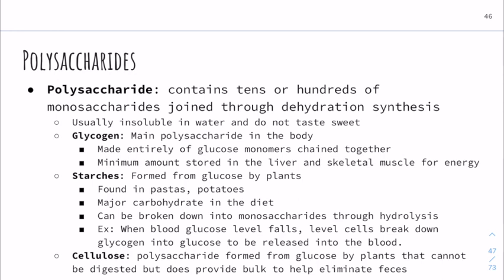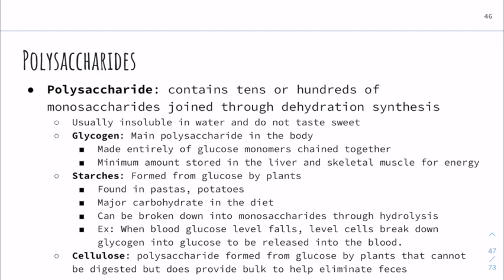So glycogen is the main polysaccharide in the body. It's made entirely of glucose monomers that are chained together. There's a minimum amount stored in the liver and skeletal muscle for energy. So glycogen is more of our stored form of energy.